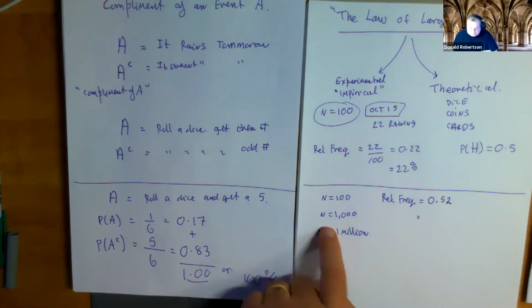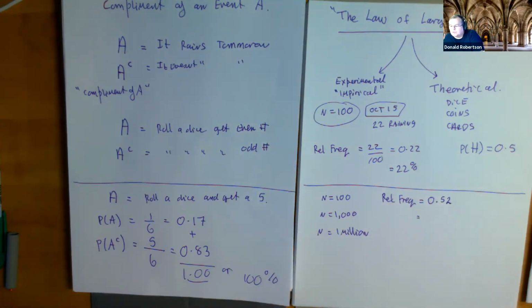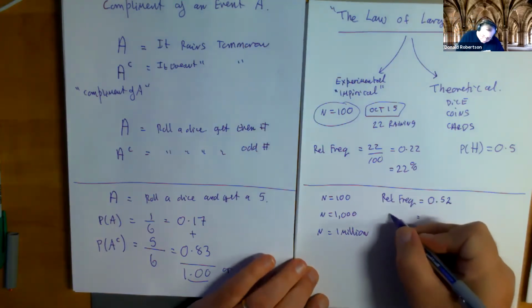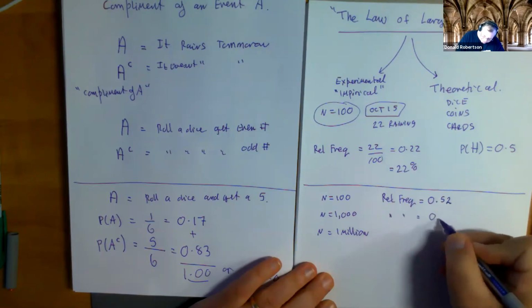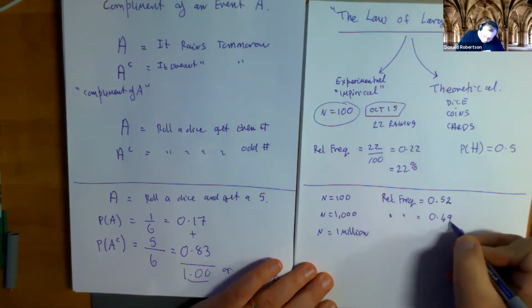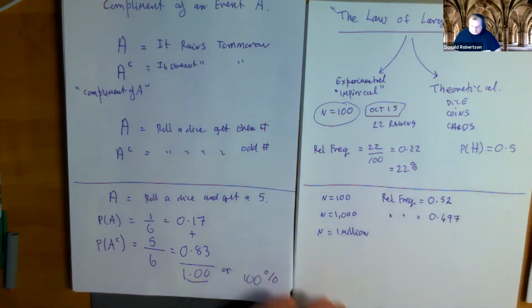So he does it a second time. He pays this guy more money because it's going to take him longer. And he says, okay, throw it 1,000 times. I want to see what's going on here. And he does it again. Only this time, he gets 0.497, which meant, what, 497 heads.